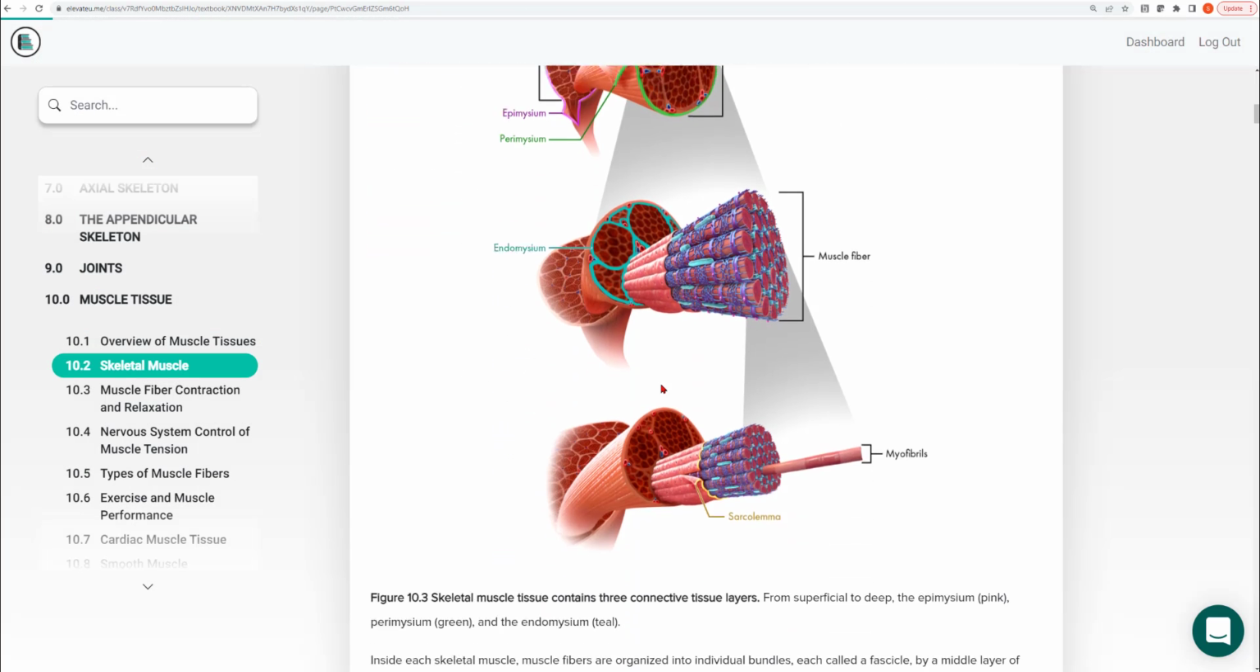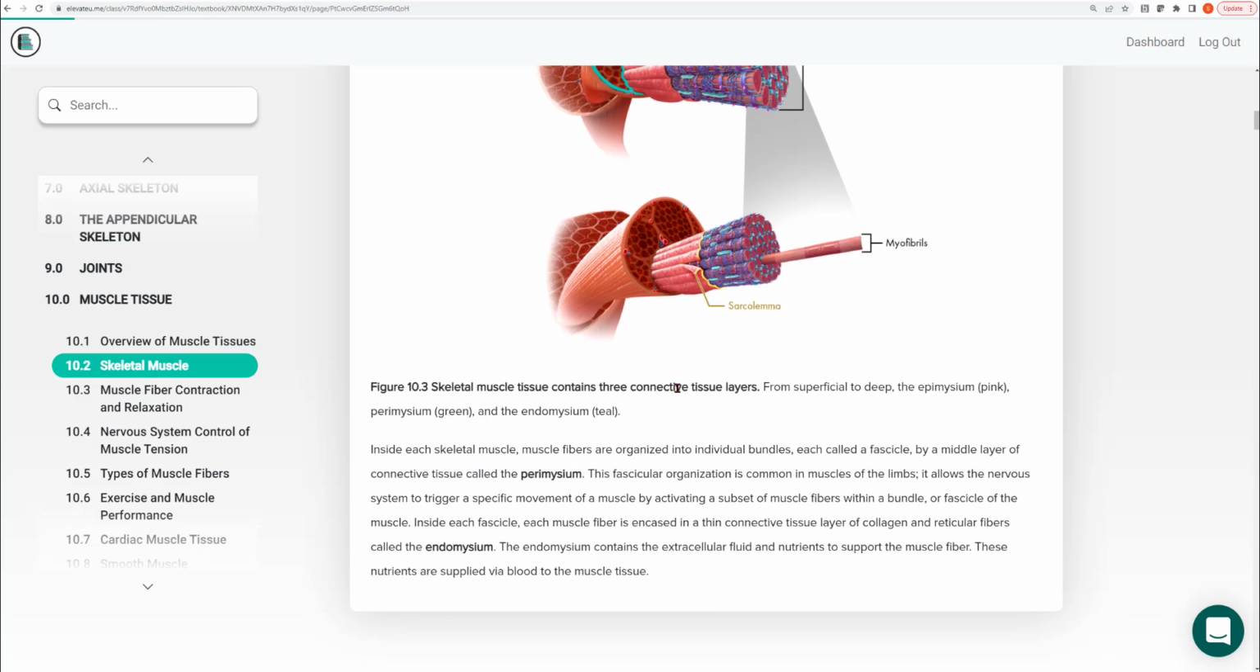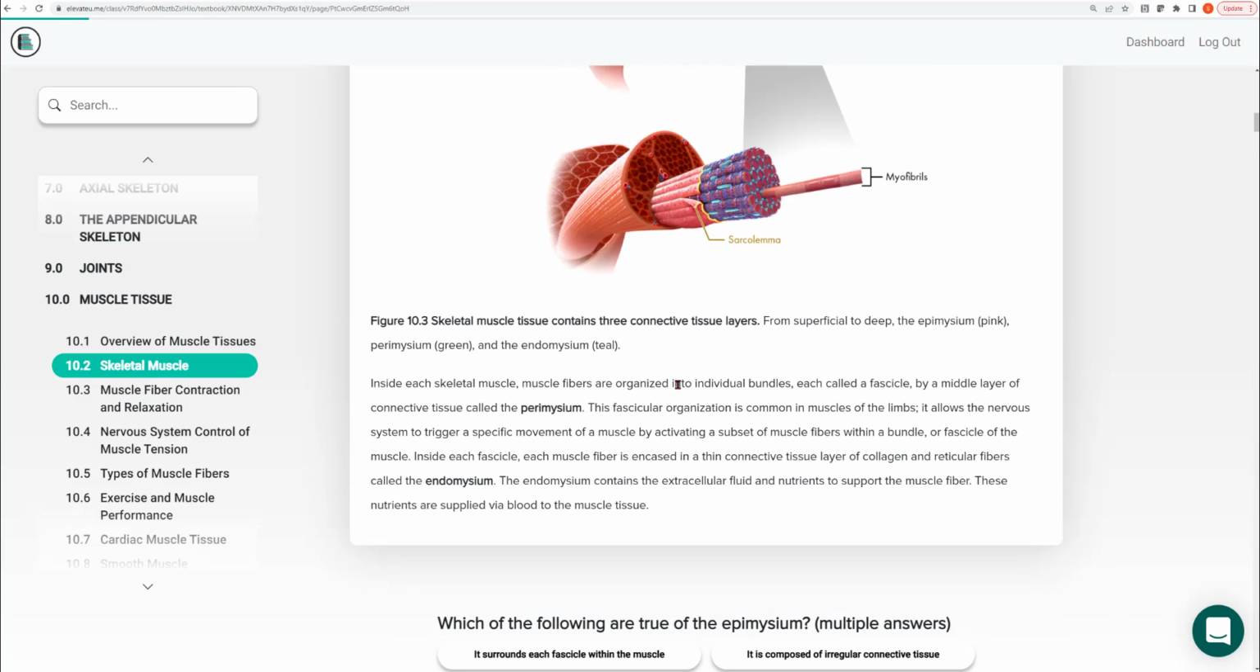Now, there's a really great video here that will help you visualize these three different connective tissue layers. As we think about why we need these connective tissue layers, well, remember that your muscles need a lot of oxygen. They need a lot of energy. They need a lot of nutrients. So there has to be a lot of blood flow into your muscles, and every one of those muscle fibers needs a constant supply of oxygen and nutrients.